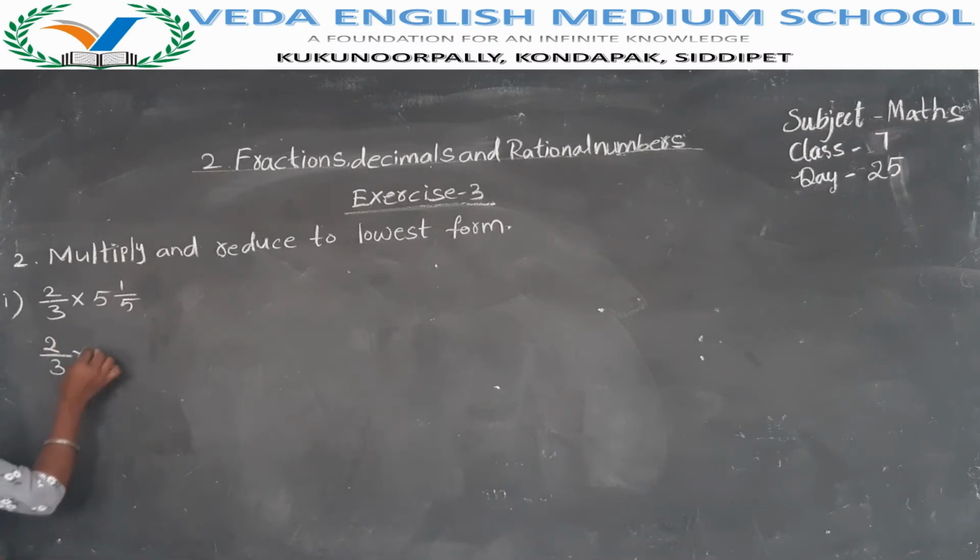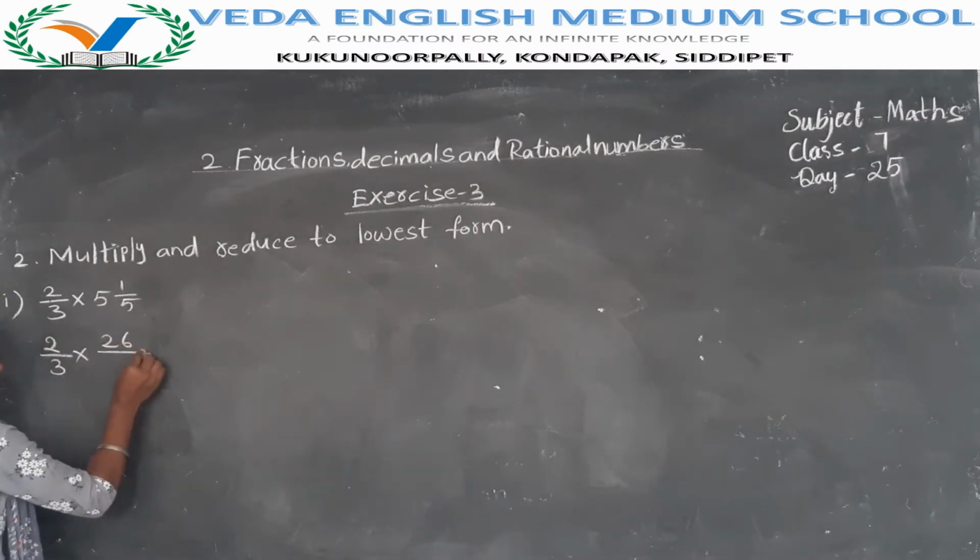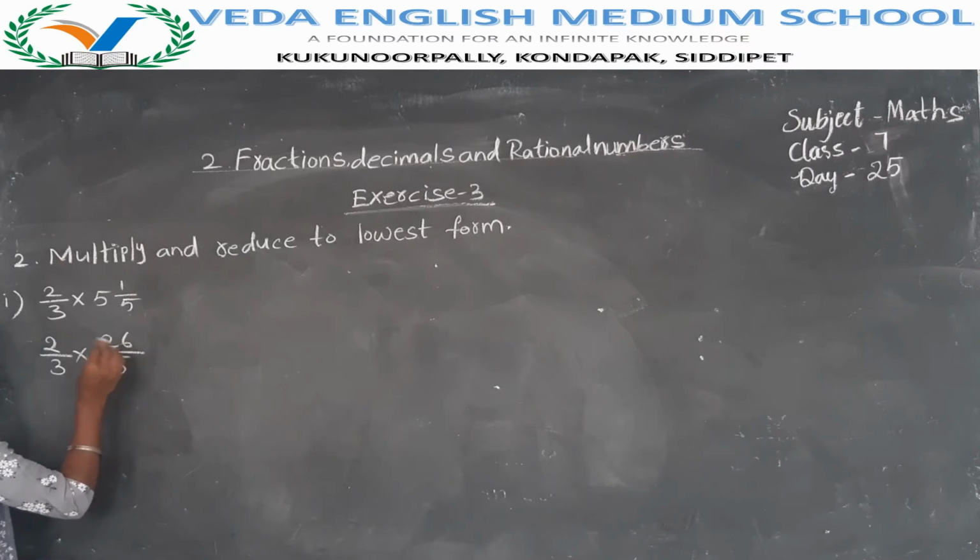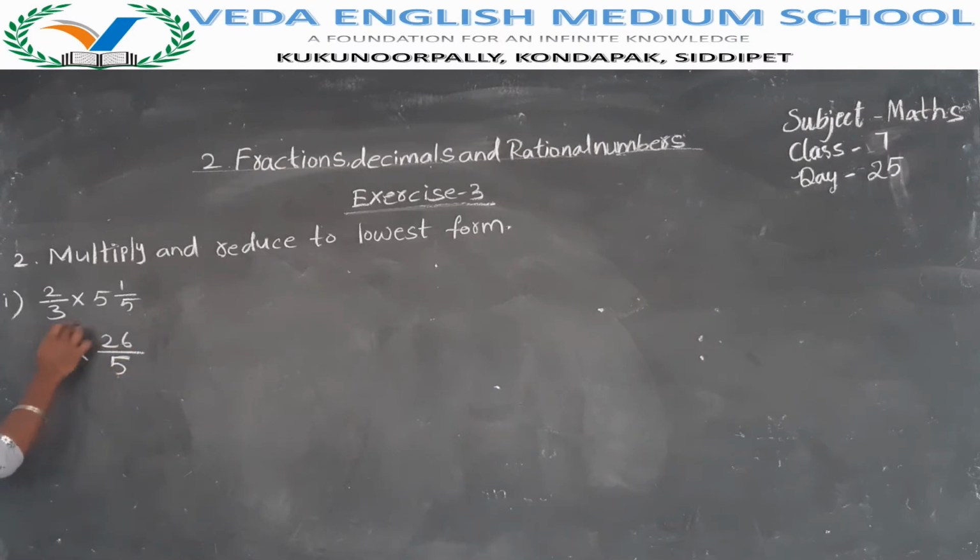So 26 by what is the denominator? 5. You have to write 5 like that, as it is. Now check here. To convert the given fraction into its lowest form, is there any possibility to cut?